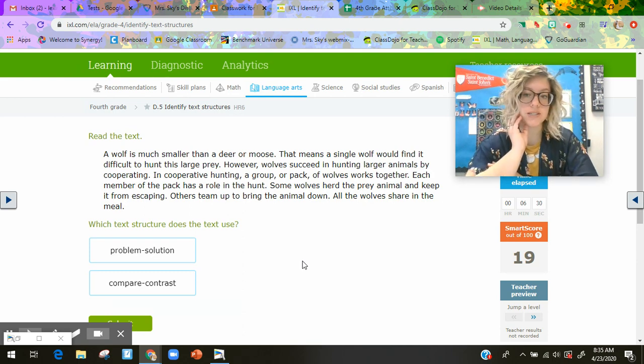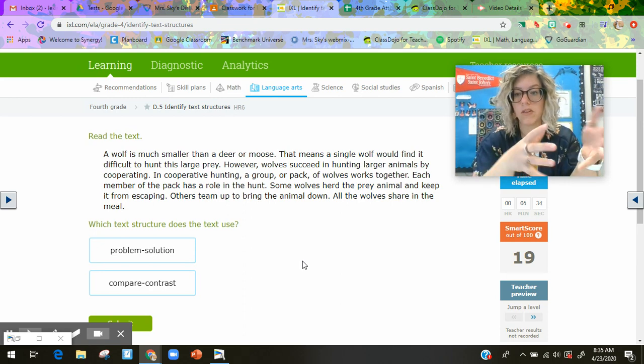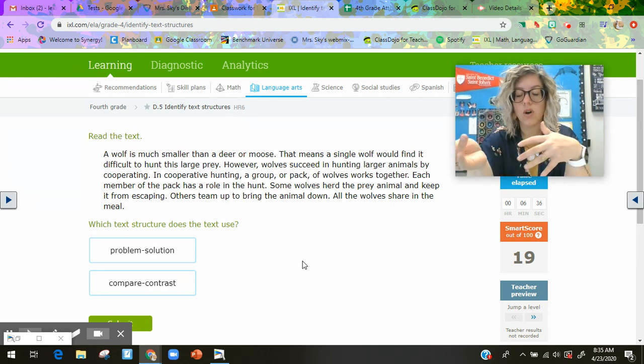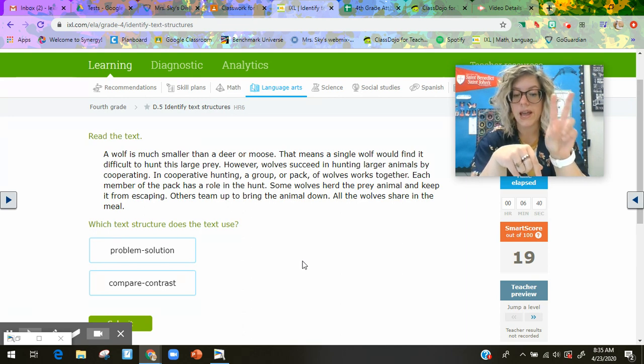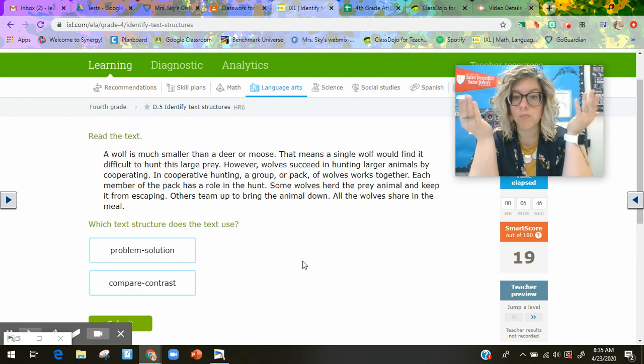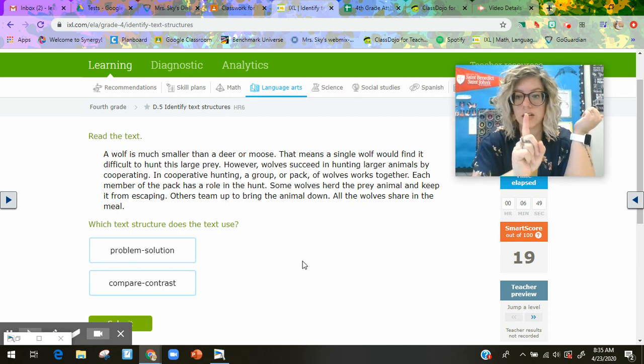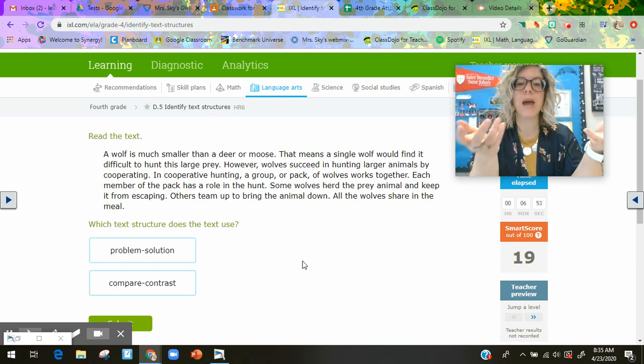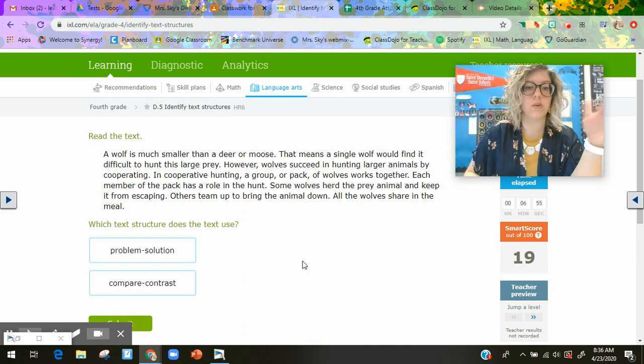Okay, so is this problem and solution or is this compare and contrast? Is there a problem and then they're telling ways that it gets solved? Or are they taking two types of things that are similar and telling us how they're the same and how they're different? It's the first one, problem and solution. What's the problem? Moose are too big for one single wolf to take down. But the solution is that wolves decide to work in packs to take down the moose or the big animal themselves.